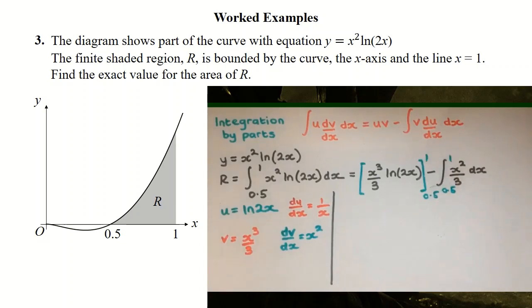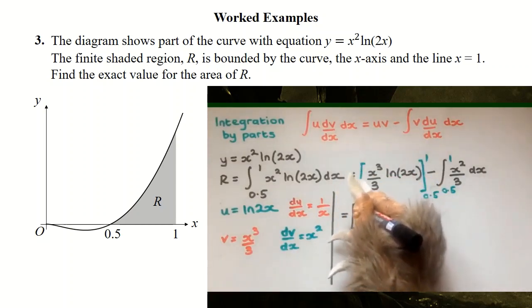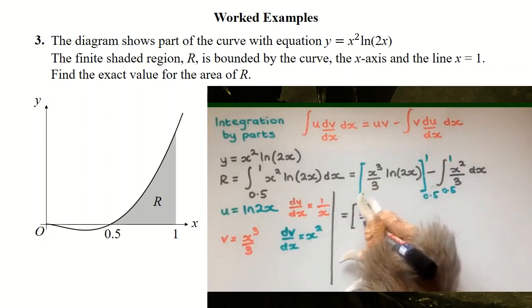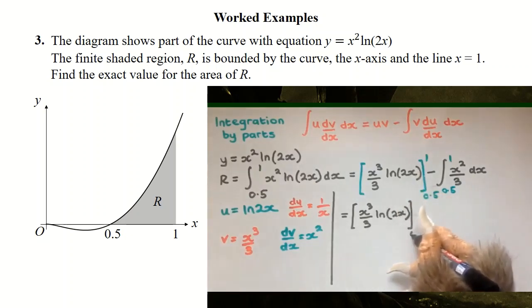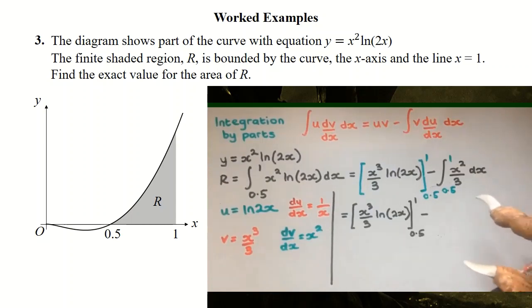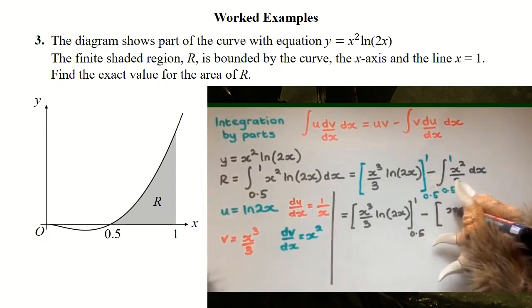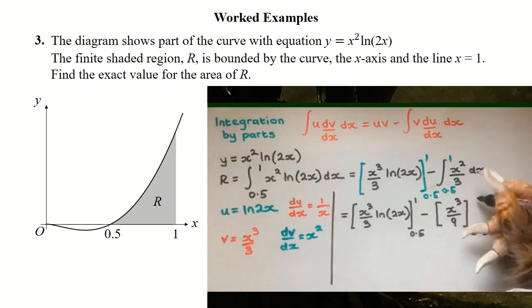Alright, so let's move straight on to the next step. So there's nothing else to add other than we just have to perform the calculation. Okay, so before I evaluate this, I'm going to perform the integral for the right hand term. So that's going to be x cubed over 3 ln 2x between 0.5 and 1, subtract. Okay, now the integral of x squared is x cubed, add 1 to the power, divide by the new power. I already have a 3 in the denominator, so that's going to give me x cubed over 9. And that will be evaluated between 0.5 and 1. Hope you're happy with that.